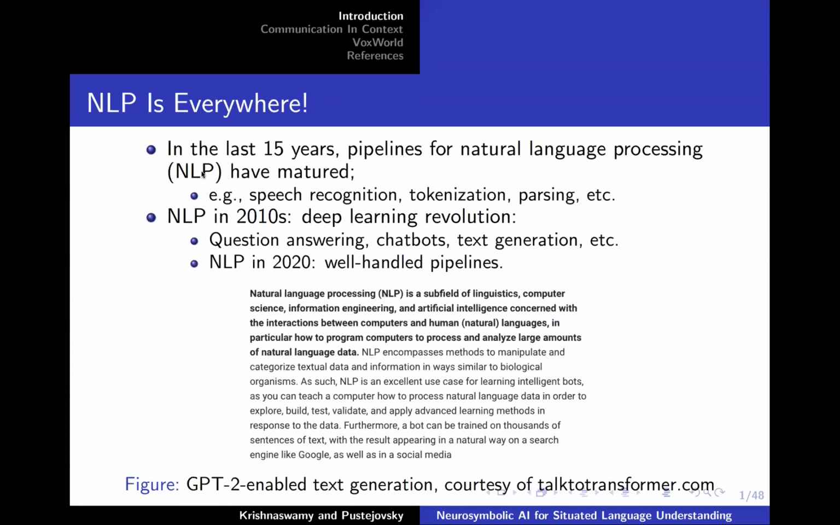So NLP, of course, has made some great strides in recent years. We've seen pipelines for NLP mature in many tasks, from speech recognition to tokenization to parsing, and more. This was really kicked off in the last decade due to the deep learning revolution, and we see sophisticated systems in question answering, chatbots, and text generation, et cetera. Now in 2020, we have a number of well-handled pipelines that people can use to perform some fairly sophisticated NLP tasks. One example is this GPT-2 enabled text generation, where the bolded text is the first sentence of the Wikipedia article on natural language processing, which the transformer architecture then completes.